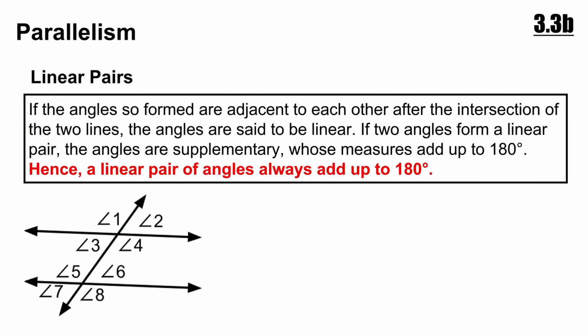If the angles so formed are adjacent to each other after the intersection of the two lines, the angles are said to be linear. If two angles form a linear pair, the angles are supplementary, whose measures add up to 180 degrees. Hence, a linear pair of angles always add up to 180 degrees.